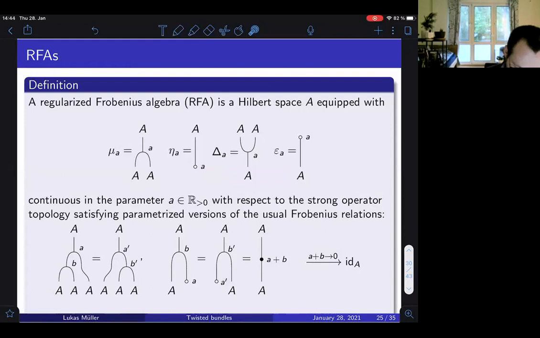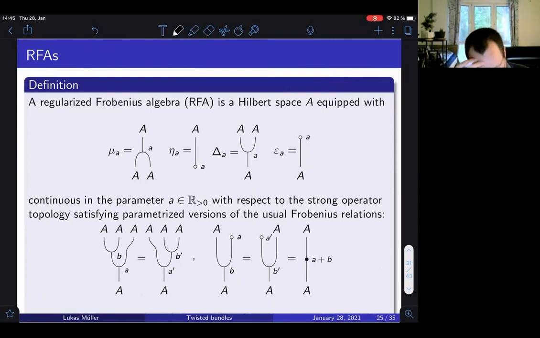So for example, associativity, that's what you can see here. And you impose this relation as soon as the sum of a and b is equal to the sum of a prime and b prime. And you should think of this multiplication as just being the value of the field theory on the pair of pants with area a. So this corresponds to this multiplication. And then there are relations for the co-multiplication and so on.